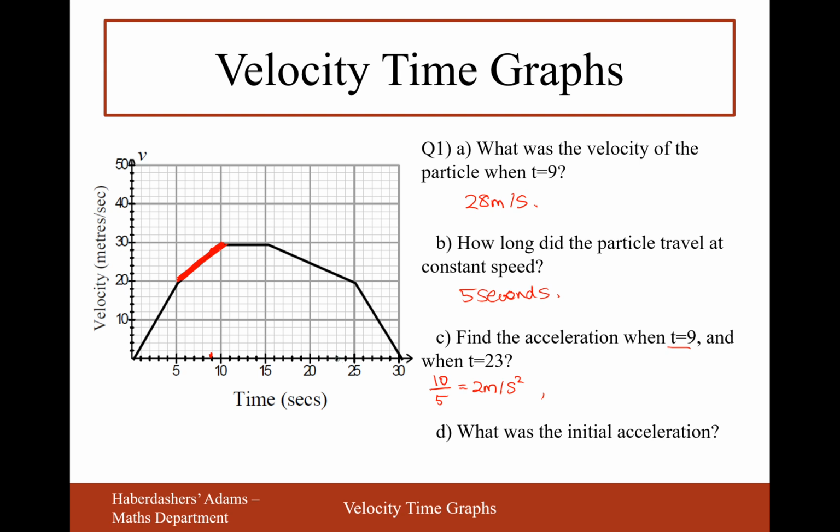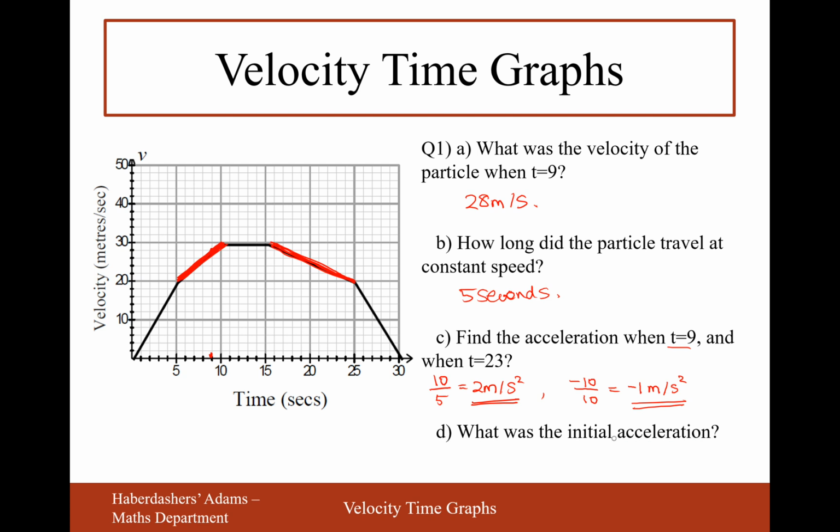When time is 23, that's in this section of the graph from here to here, so we'll work out the deceleration of the graph here. That's going to be a change in the speed of minus 10 divided by 10 seconds. So this is going to be minus 1 meter per second squared. So it's obvious that that part of the graph is decelerating and this part of the graph is accelerating. The speed is getting bigger here by 2 meters per second every second, and the speed is decreasing here by 1 meter per second every second.